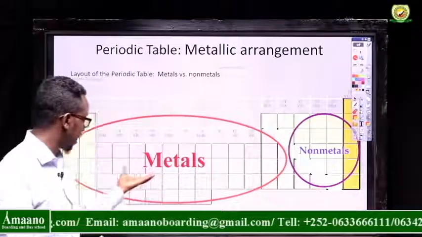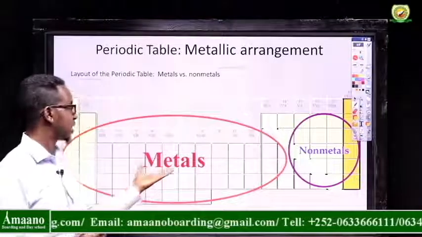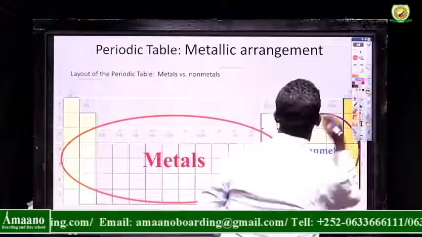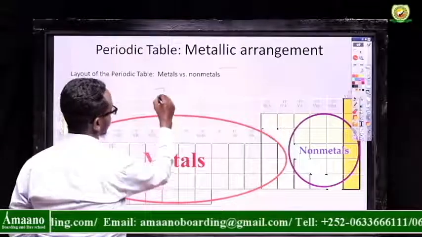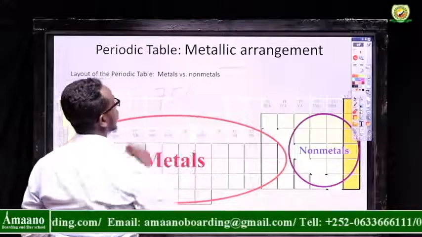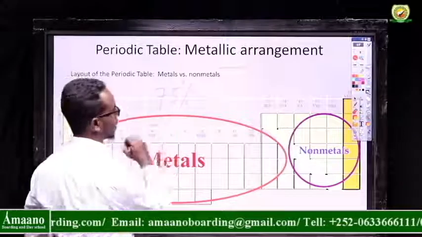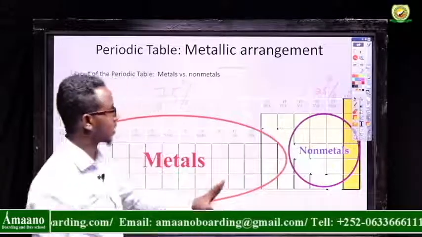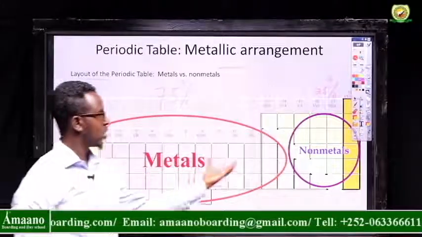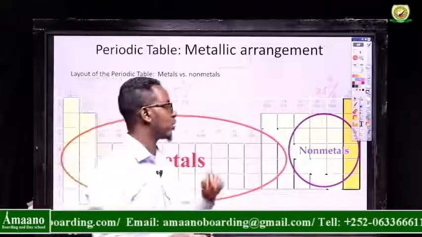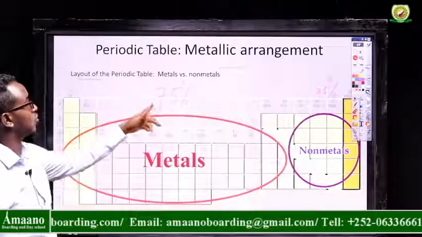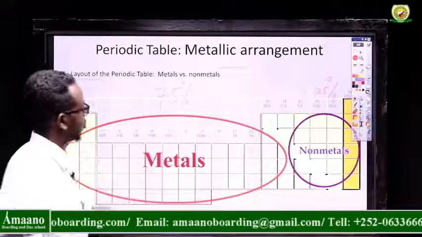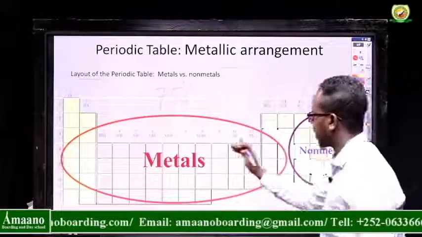This picture will give you an indication that metals are much more than non-metals in our periodic table. For example, around 75% of the elements are metals. And 25% of total elements are what? Non-metals. So metals are much more than non-metals in our periodic table. They have a probability of 0.75, and this may have a probability of 0.25.